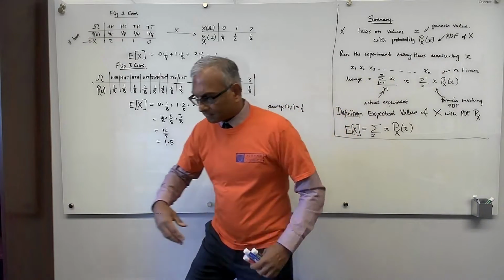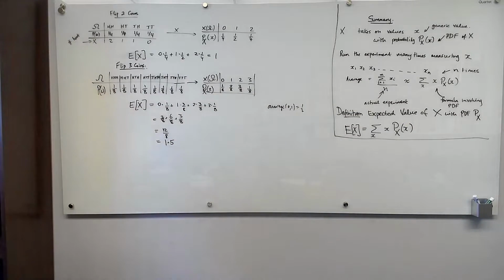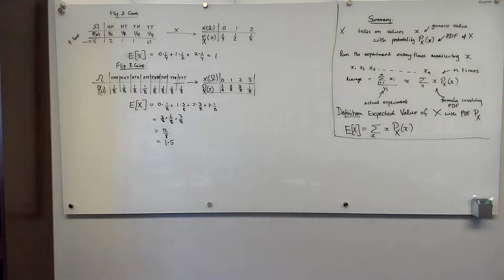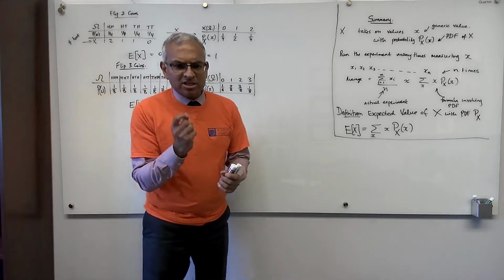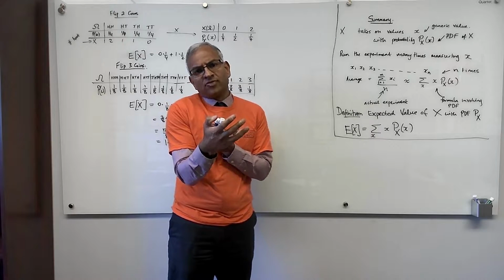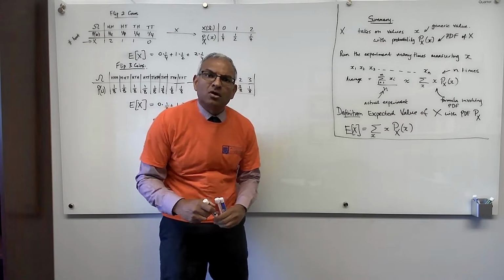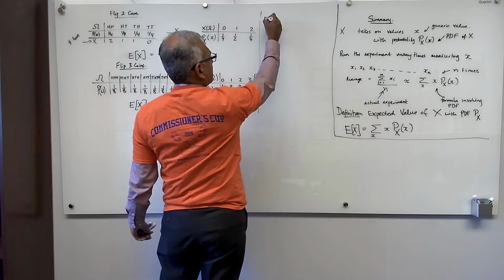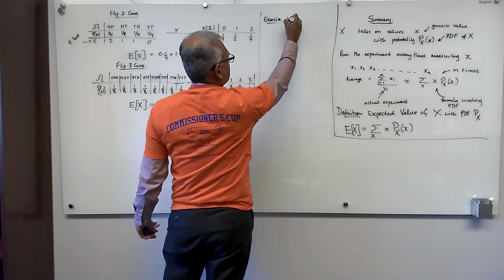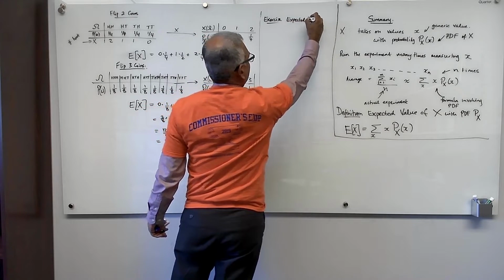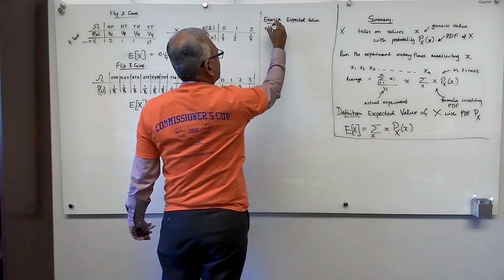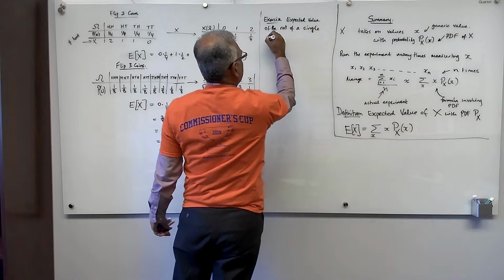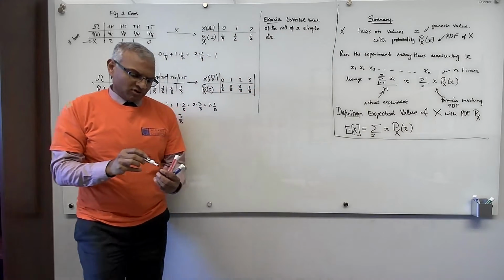Okay, so let me give you some exercises. Oh, let's erase this, and then I'll give you some exercises. Okay, so roll a die, and your measurement is the value of the roll, 1, 2, 3, 4, 5, or 6. So what's the expected value of a roll of a single die? Okay, so exercise: expected value of the roll of a single die. I'll give you 5 seconds, pause the video.